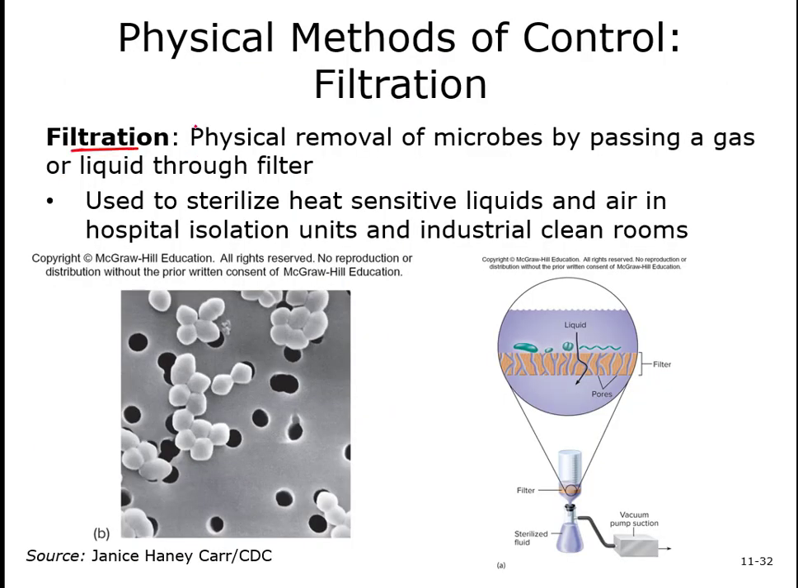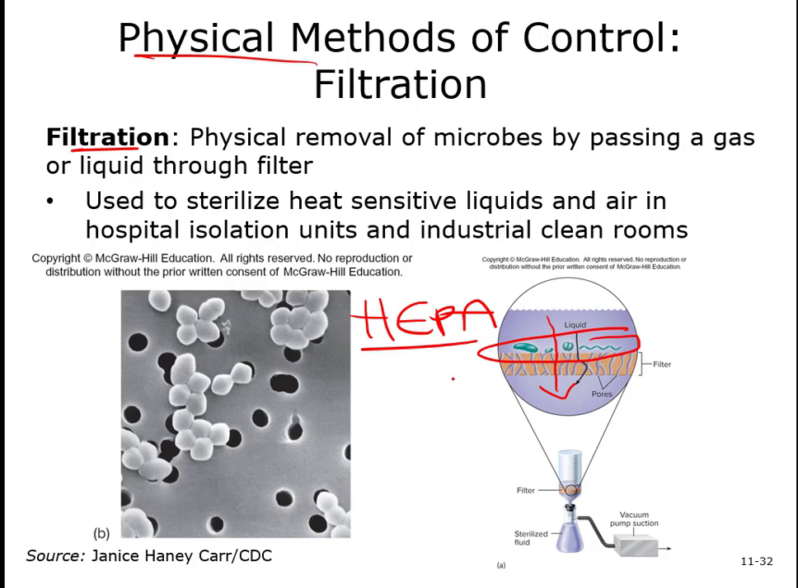Now, filtration is also a physical method of control. In filtration, you're not actually sterilizing or killing any microbes. You're simply removing them from a sample. So a lot of times we'll use filtration, for example, in our water. A lot of your water systems at home probably have a filter where the water will pass through and any microbes will get trapped on the surface of the filter. There's also what's called HEPA filters, which are used to filter air. For example, hospital rooms will have HEPA filters to try to filter the air.